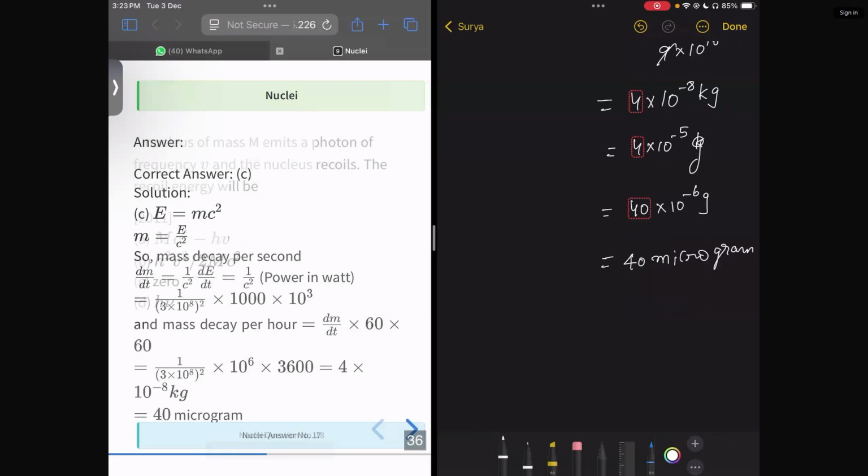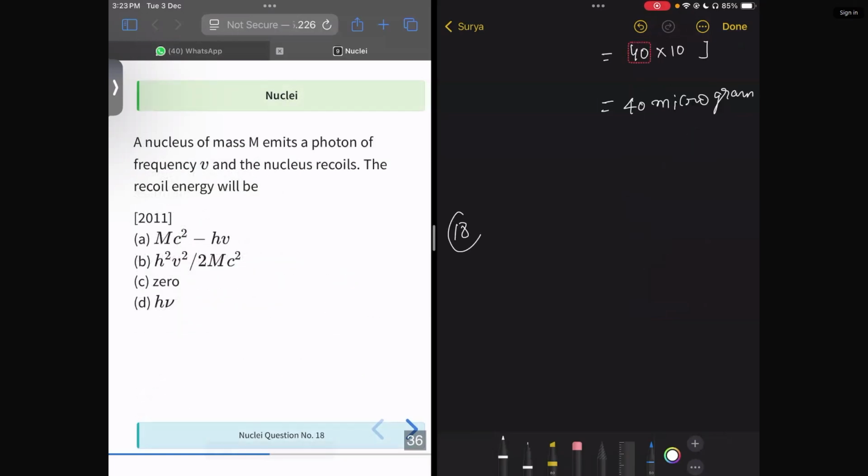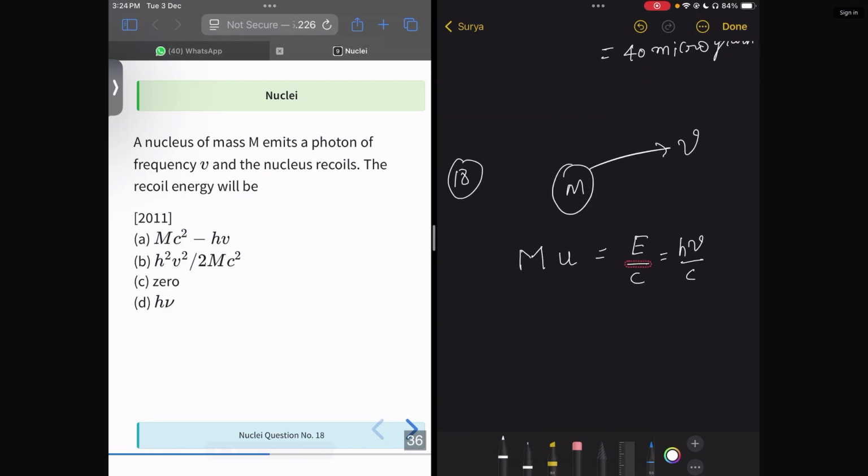Next question. So a nucleus of mass m emits a photon of frequency mu and the nucleus recoils. The recoil energy will be? So the nucleus emits a photon of frequency mu and the nucleus recoils. So according to momentum conservation, mass into u equals the momentum of the photon, which will be E by c. So it will be h mu by c, since energy will be h mu. So this is the momentum conservation.